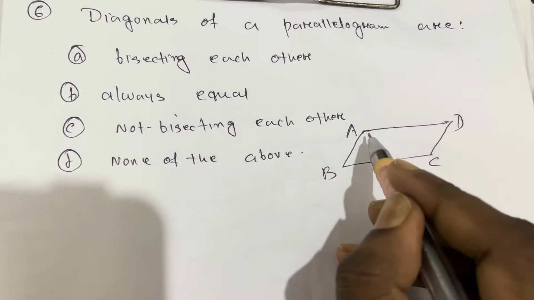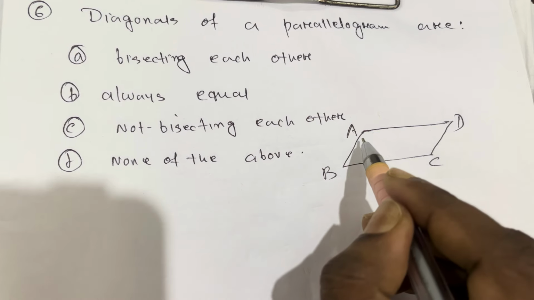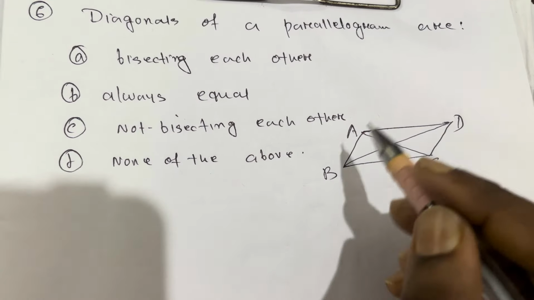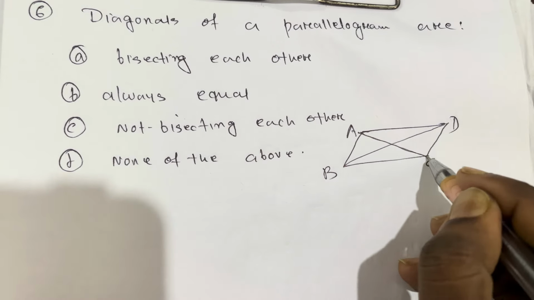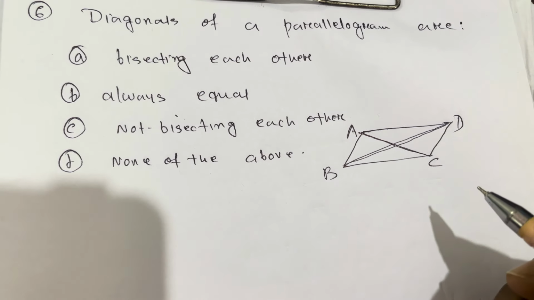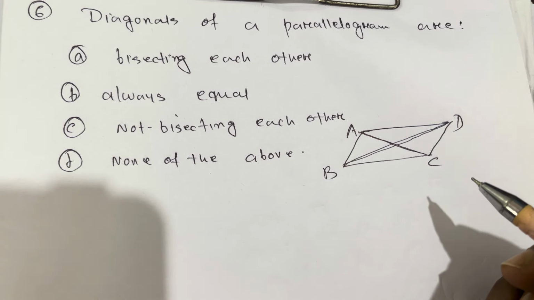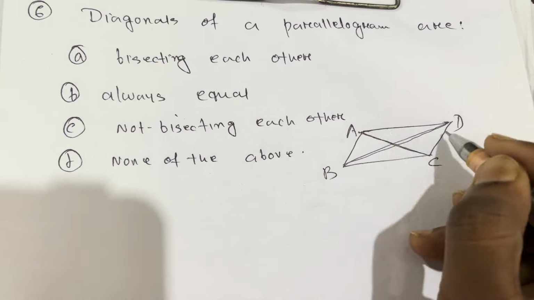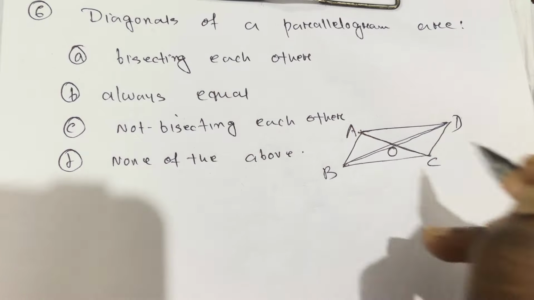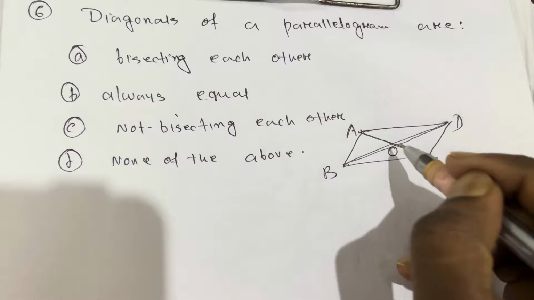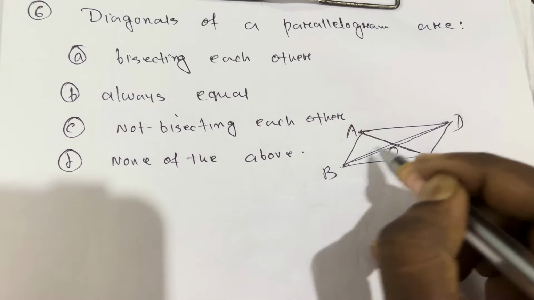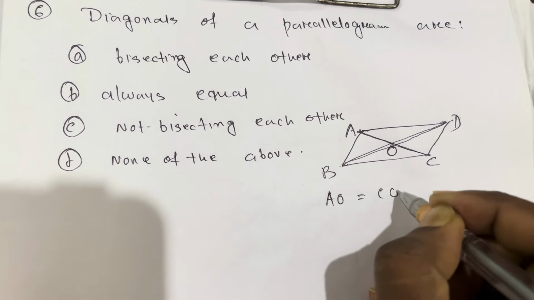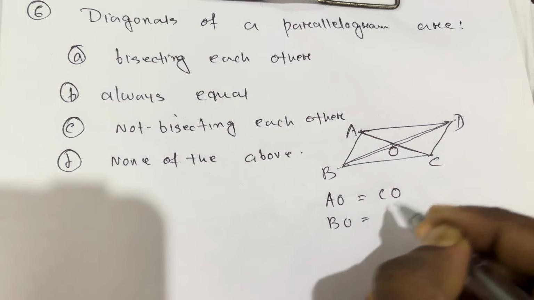If you observe this parallelogram and join the diagonals AC and BD, we get 2 diagonals. From this figure you can see AC is shorter than BD. So diagonals are not always equal, but we can say that diagonals are bisecting each other. Suppose AC and BD intersect at a point O. So O is the midpoint of AC, and O is also the midpoint of BD. That means the length of AO is equal to CO, and the length of BO is equal to DO.